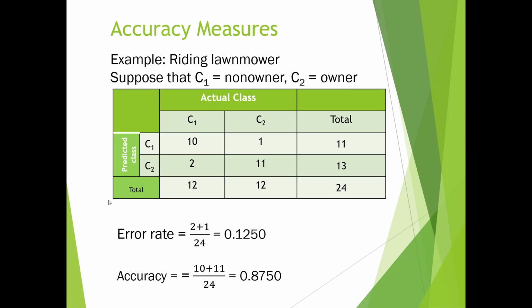So in our numerical example, you have 24 cases. Adding this way, 3 over 24, that's our error rate. Adding this way, 21 over 24, that's our accuracy.